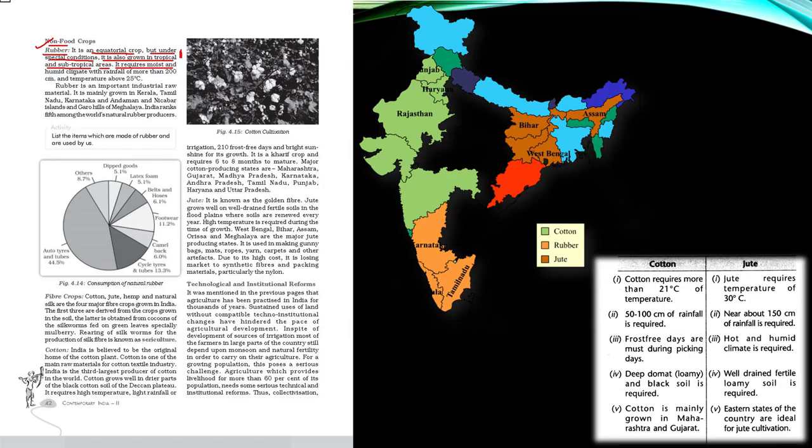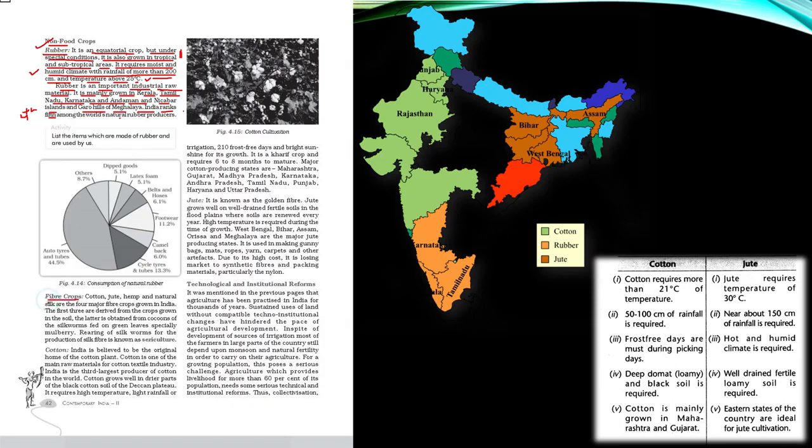It requires a moist and humid climate with annual rainfall of more than 200 centimeters and a temperature of 25 degrees Celsius. Rubber is an important industrial raw material. It is mainly grown in Kerala, Tamil Nadu, Karnataka, Andaman and Nicobar Islands, and Garo Hills of Meghalaya. In 2010-11, India ranked 4th among the world's natural rubber producers. This was about rubber. Then we have other fiber crops.